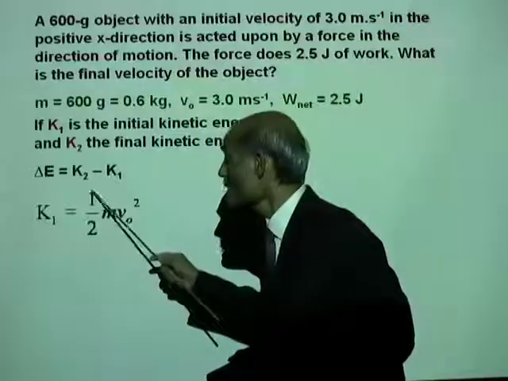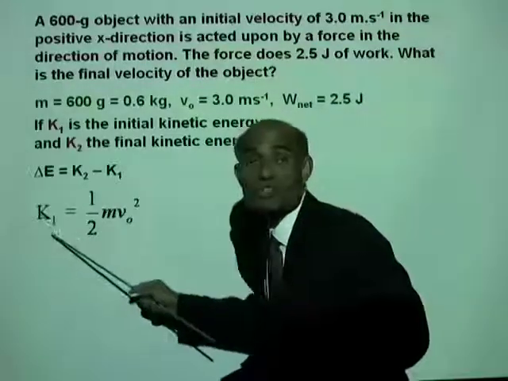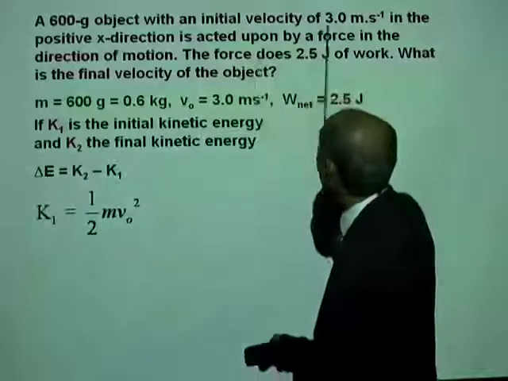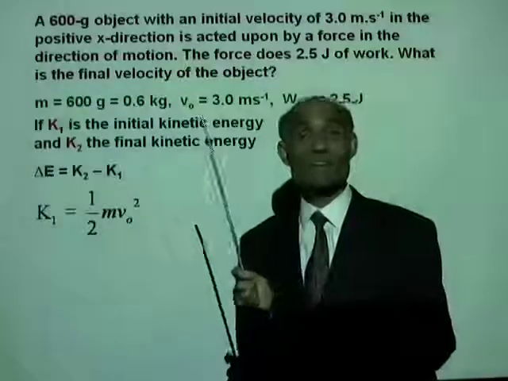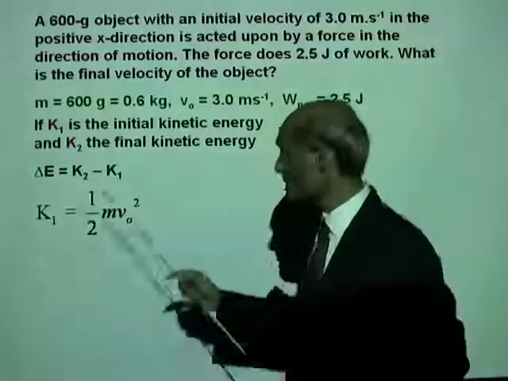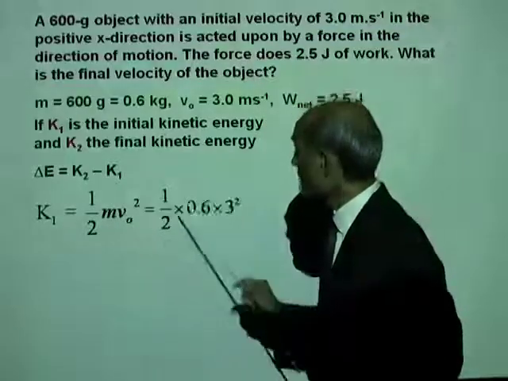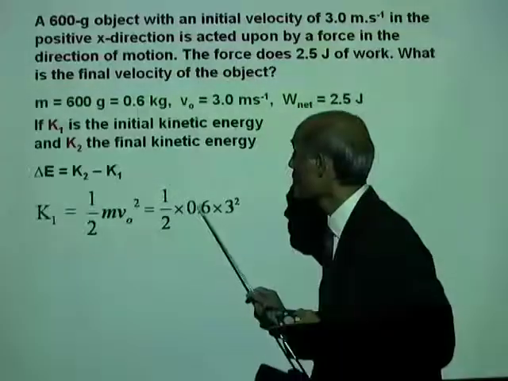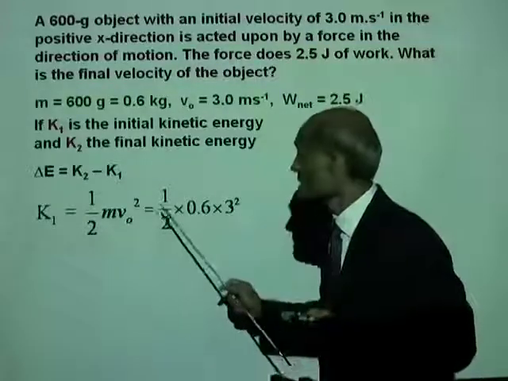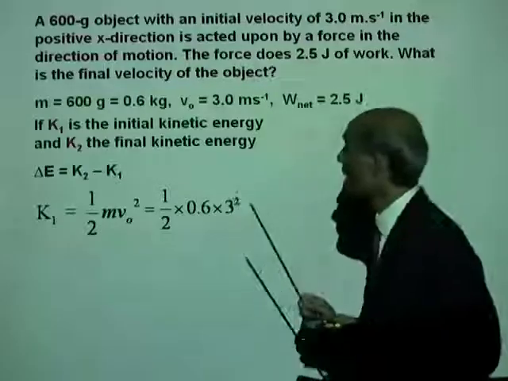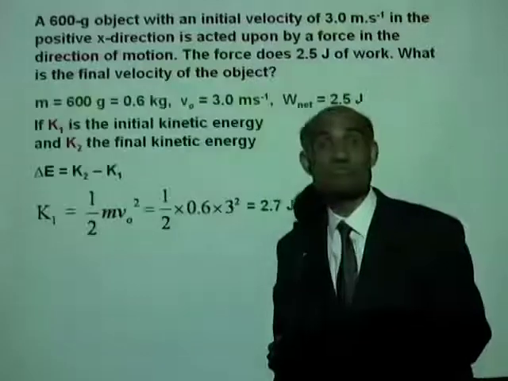Now K1 is 1/2 mv0 squared, the initial kinetic energy. Because the object is moving with this velocity 3 meters per second, it has an initial kinetic energy 1/2 mv0 squared. Let's use those values. M is 0.6 kilogram, v0 is 3 meters per second, and therefore the initial kinetic energy is 2.7 joules.